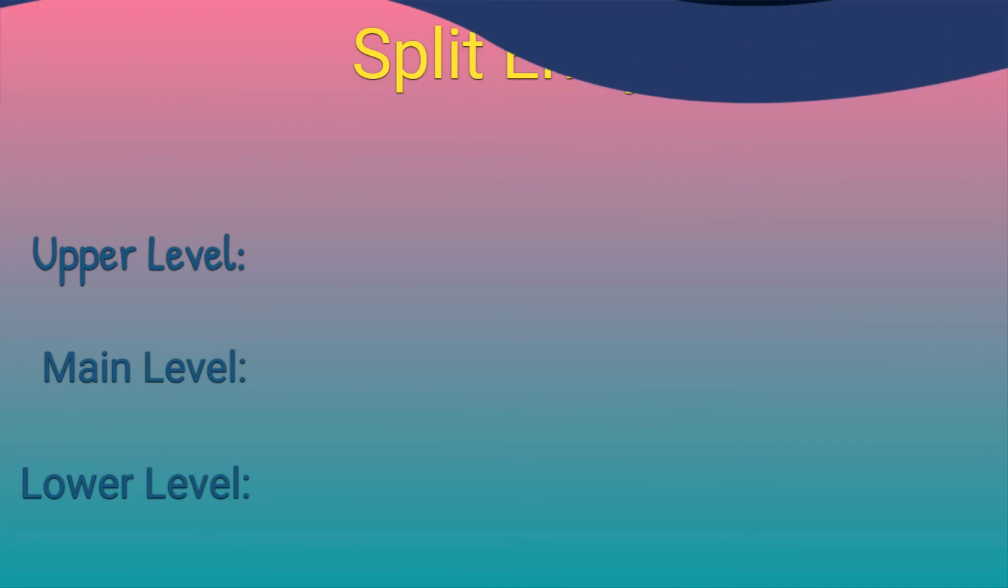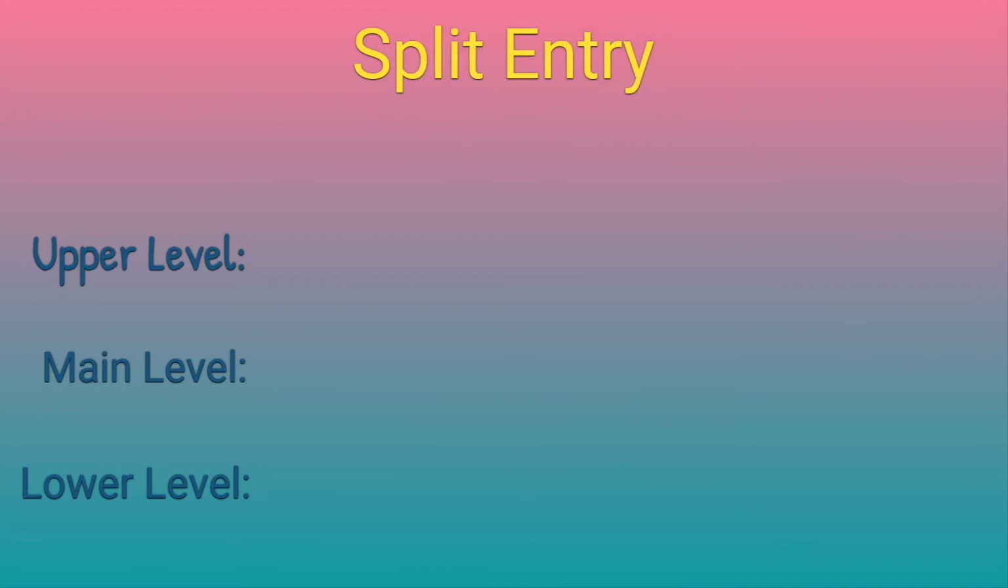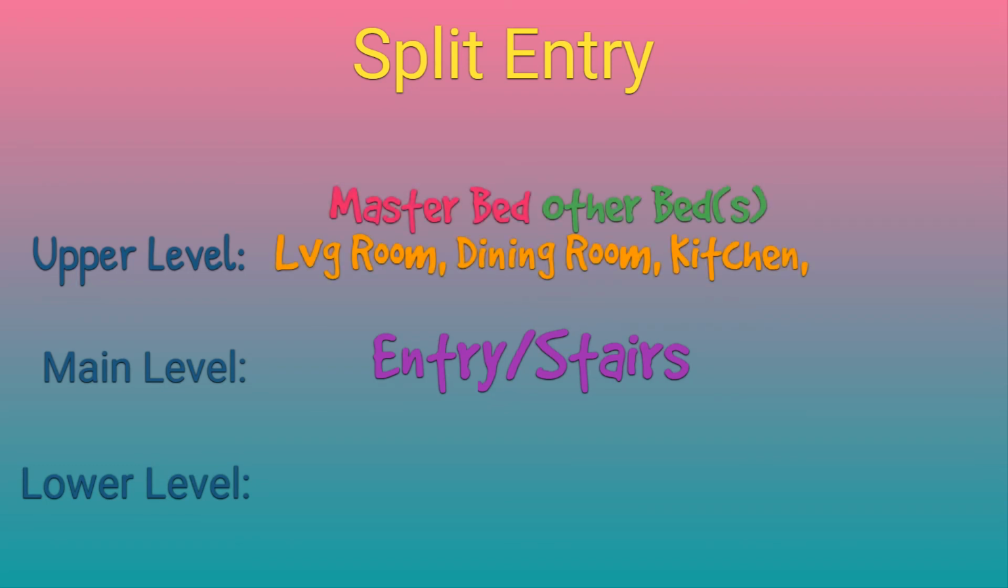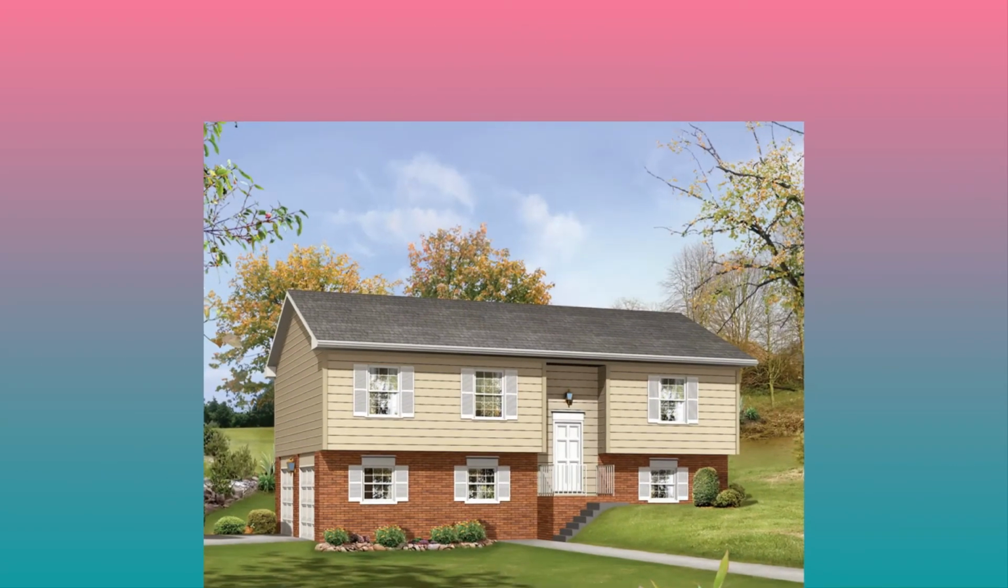Finally, let's talk about the split entry. As you might guess, the big feature of this home is the entry. When you enter the front door, there's a small area with a half flight of stairs up and another half flight down. The upper level has the bedrooms, the living and dining rooms, and the kitchen. The lower level has a family room and access to the garage. The reason that this floor plan is popular is that it maximizes the available floor space for a given house footprint. Here's a nice example of such a home.